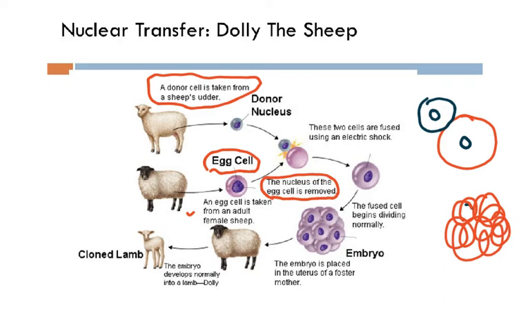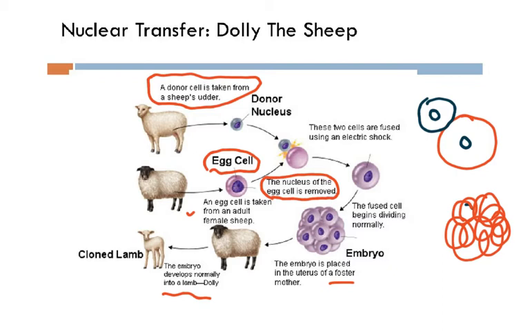And then this ball, this embryo, is placed in the uterus of a foster mother. And this embryo develops normally into, so this is the lamb. Dolly was cloned in this way.